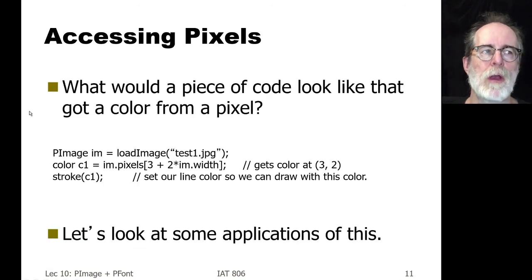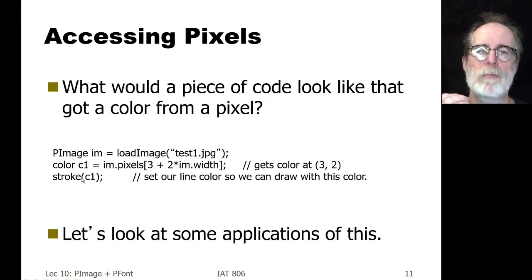Okay, so what would it look like? What piece of code would you need to get color from a pixel? So here's a snippet of code that does that. This is something you could run without setup or draw. So PImage im equals loadImage, some image that we have. If you were to copy and paste this, I'll make sure that the double quotes are proper here. These are curly quotes that are not equal to the double quote character for strings. color c1 equals im.pixels, and then the index 3 plus 2 times im.width. That gets the color at x equals 3, y equals 2.